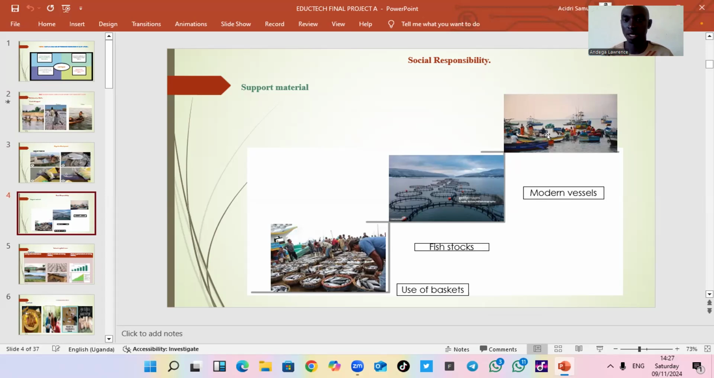Another one can be making use of canoes. We can see there people are making use of canoes for transportation and many other uses, maybe for fishing, and it is one of our social responsibility. And it can make learners of senior two who are in my class gain more ideas.